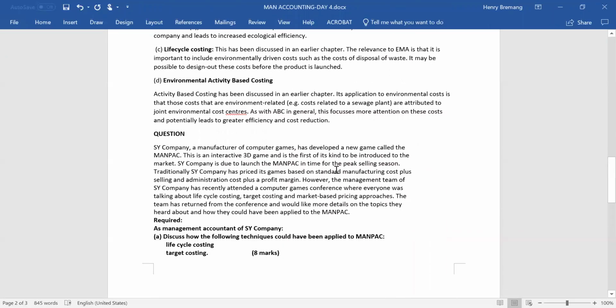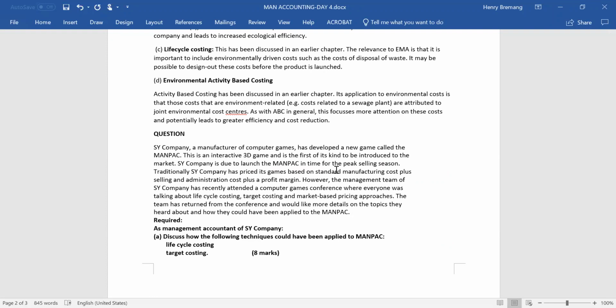So we can also look at that. Then I have a question over here, which is really theory, and I really want you to go through it. XY company, a manufacturer of computer games, has developed a new game called the Manpack. This is an interactive 3D game and is the first of its kind to be introduced to the market. XY company is due to launch the Manpack in time for the peak selling season.